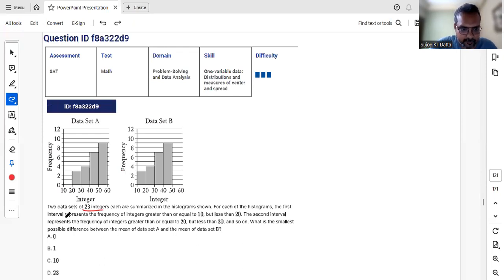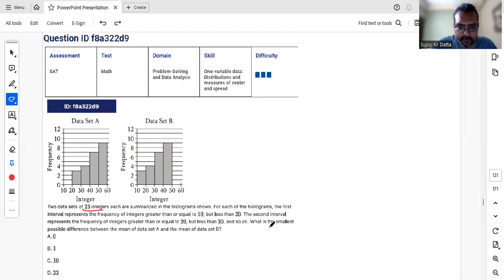Now, in each of the histograms, the first interval represents values greater than or equal to 10, but less than 20. So that means 10 will be counted, but 20 will not, and since we are looking at integers, this is basically 10 to 19. That's 10 to 19. This is 20 to 29, 30 to 39, and this is 40 to 49. And similarly for this one, it would be 20 to 29 and so on. That's how the data is.